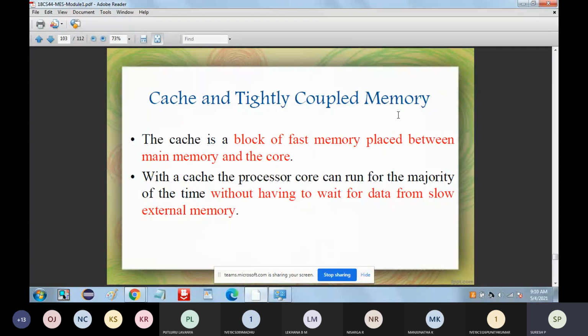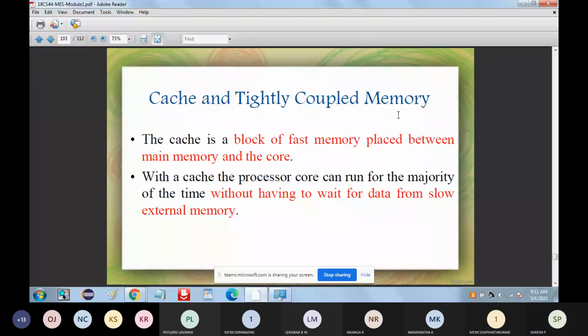When your processor first starts executing, first the instruction or data which is there in the secondary memory has to go to the main memory, and from the main memory it has to be brought to the cache memory, and from the cache memory, it will start executing on the processor. That is how the hierarchy goes, right?